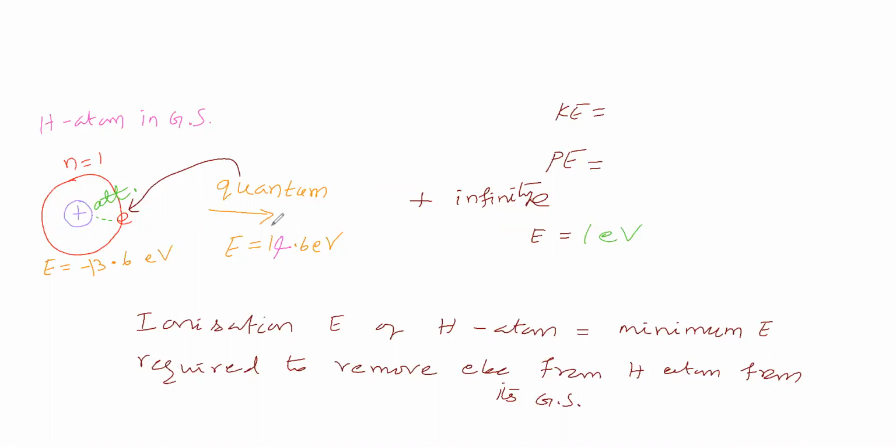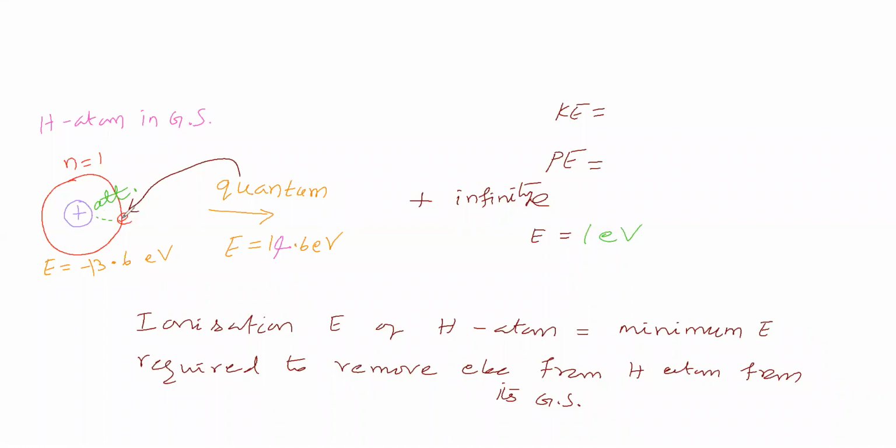Now you see that here in this hydrogen atom you have taken the ground state. In this hydrogen atom, the nucleus is there. This atom has one electron. This electron is revolving around the nucleus.